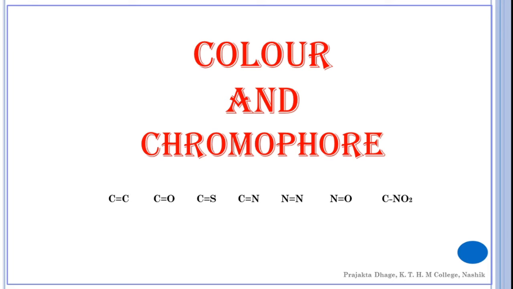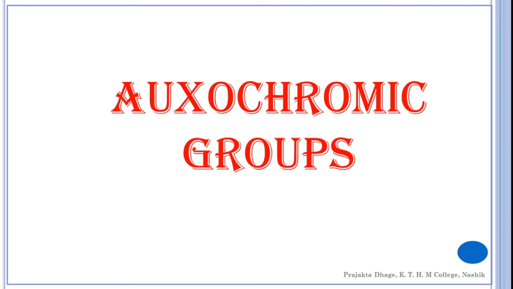Let's move on to other groups, which is auxochromic groups. The auxochrome or colligator is traditionally held to be responsible for attaching the chromogen to the substrate. Other factors are also involved in binding of a dye, which we will be discussing later on.